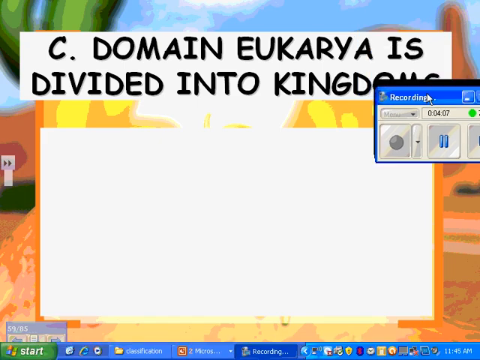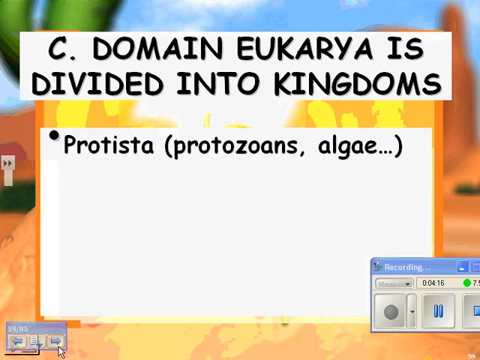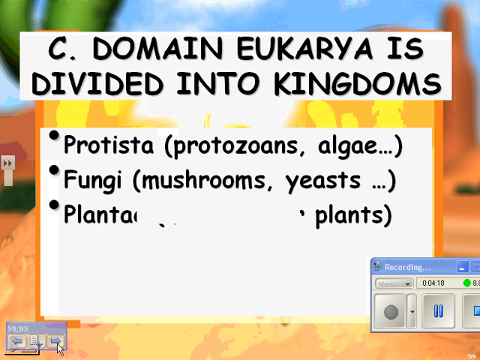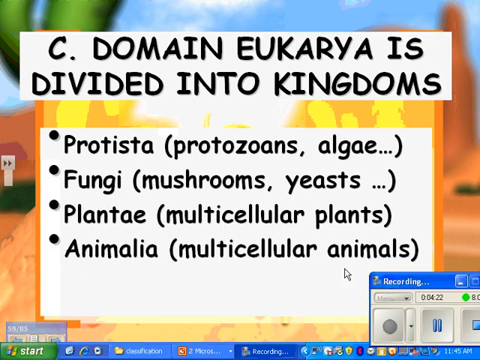Okay, so we did archaea and we did bacteria, and now we're going to look at eukaryotes. Eukaryotes are divided into, we're going to do kingdoms. So there's protists, fungi, plants, and animals. So animals are things like you and a jellyfish and a worm. Plants are things like trees and grass and stuff like that. Fungi are mushrooms and yeast. Protist is everything that's not a fungus or a plant or an animal.